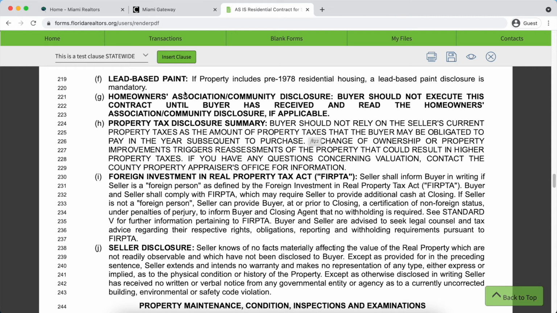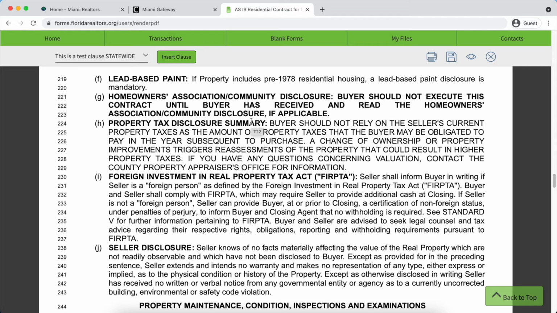Next is G, homeowner association community disclosure. This is very important: if you're representing a buyer, you need to have an association disclosure. That form, the association disclosure, is going to lay out what the fees are for the association, so you have full disclosure going in on what to expect and what the client is going to be paying for the association.